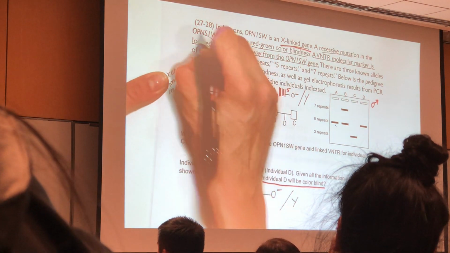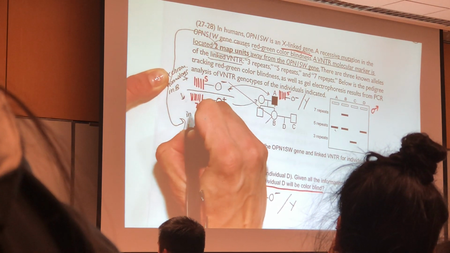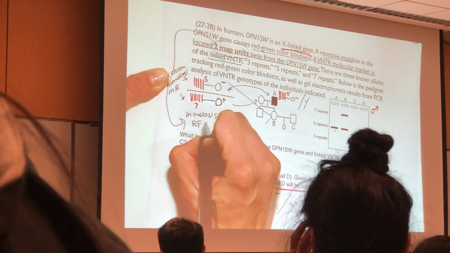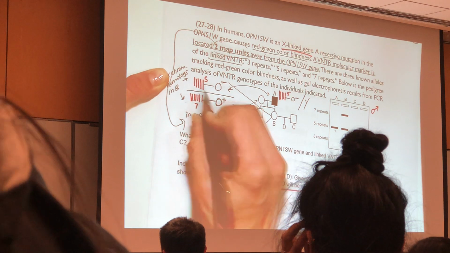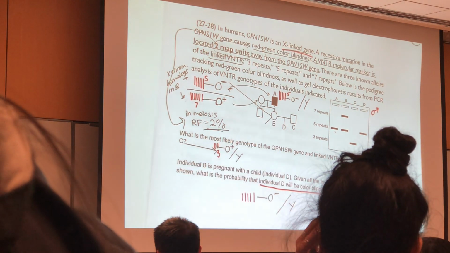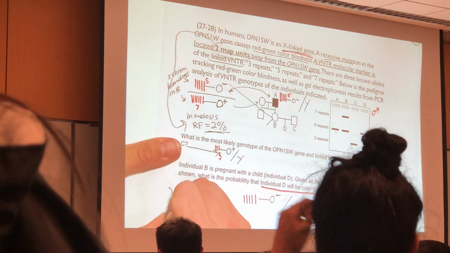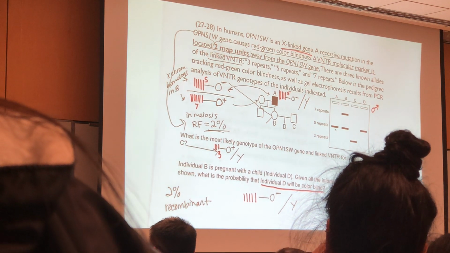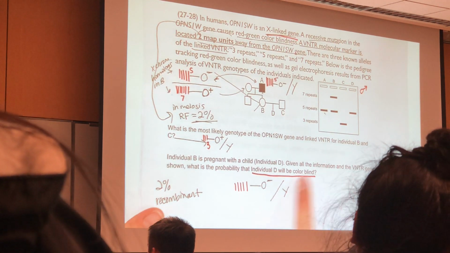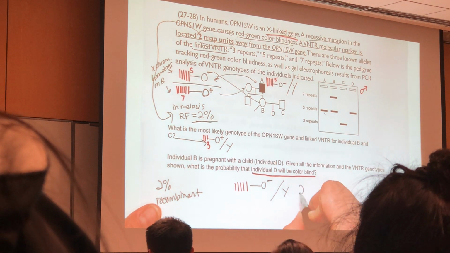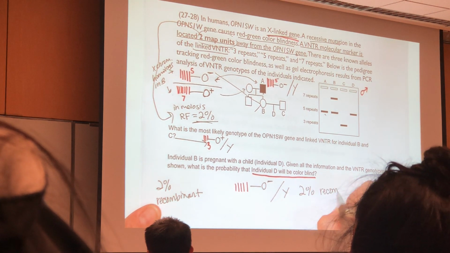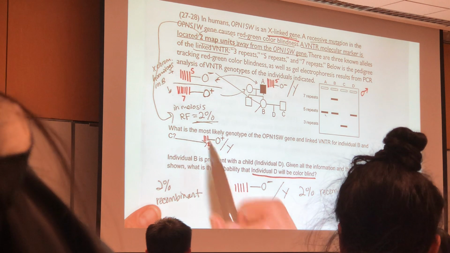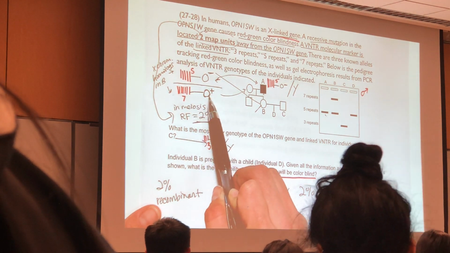That means that in meiosis, there's going to be recombination between this locus and this locus, 2% of the time. So that means that 2% of the progeny will be recombinant. So we know he inherited the 5 repeat allele, but there is a 2% chance that he is recombinant for the X chromosome. And if he's recombinant, that means that the 5 repeat would now be linked to the wild type allele.